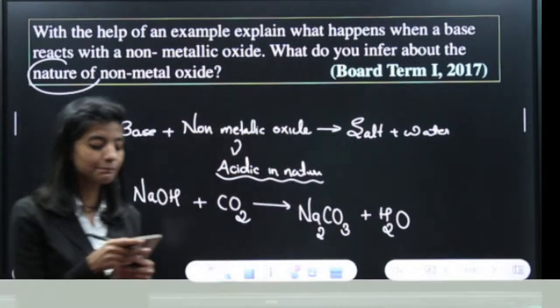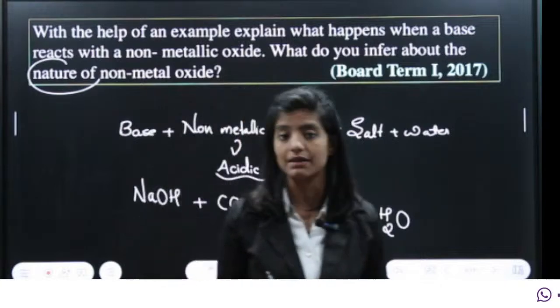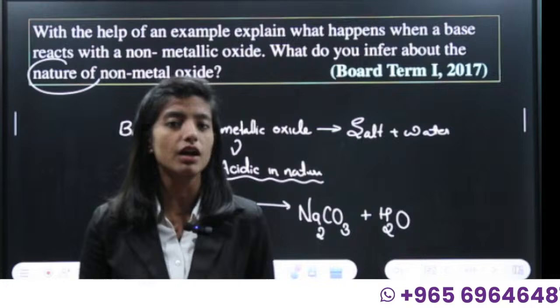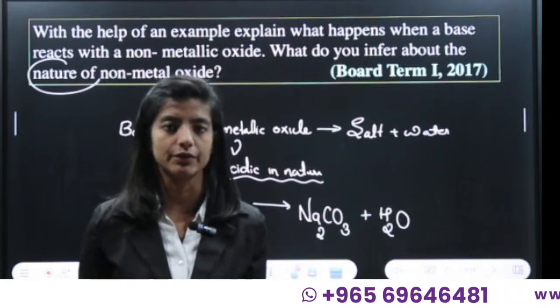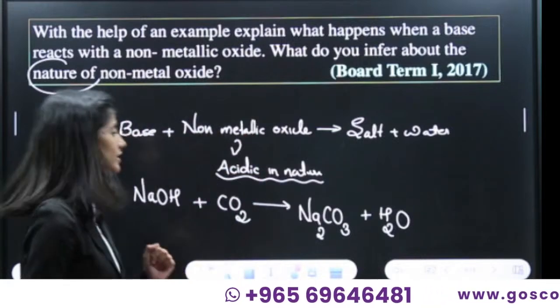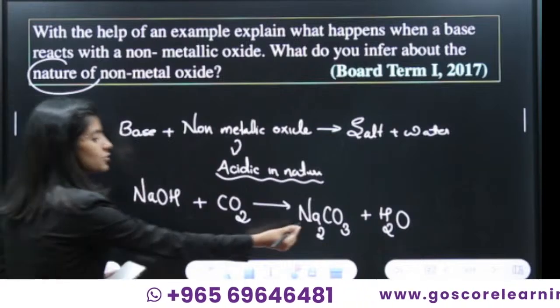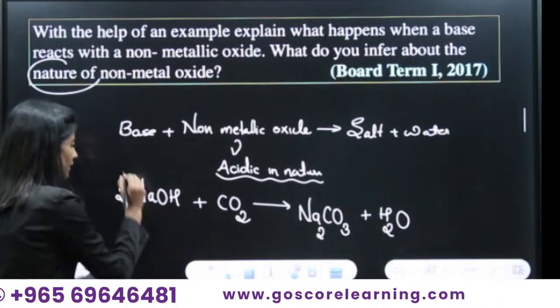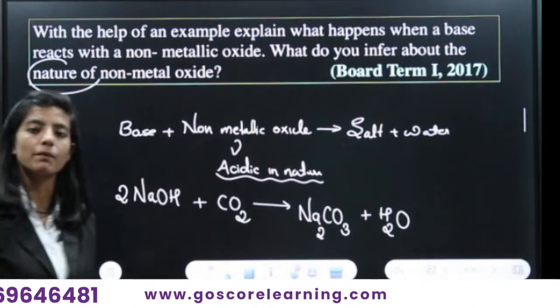The most important thing is to balance the chemical equation. Without writing the balanced chemical equation, you cannot get full marks for the question. So make sure that you balance the equations first. Here we have 2 sodium atoms, but on the other side we have only 1. So make it 2 by multiplying the compound by 2.